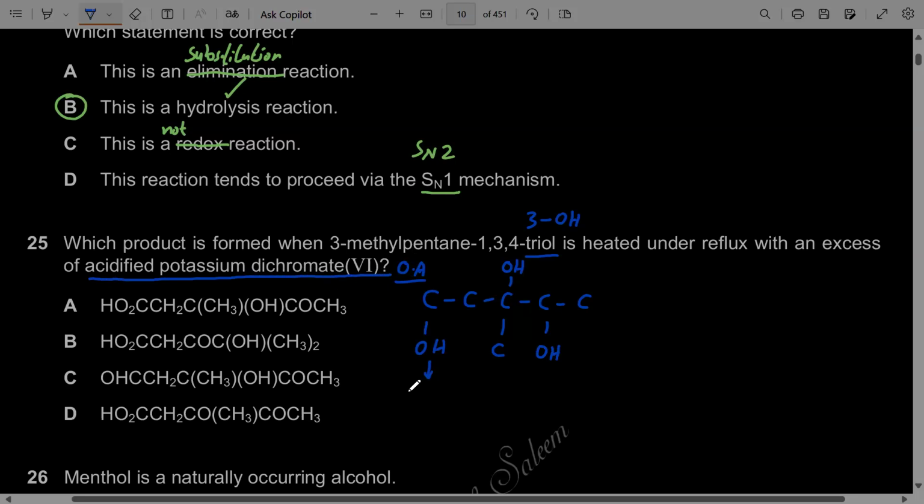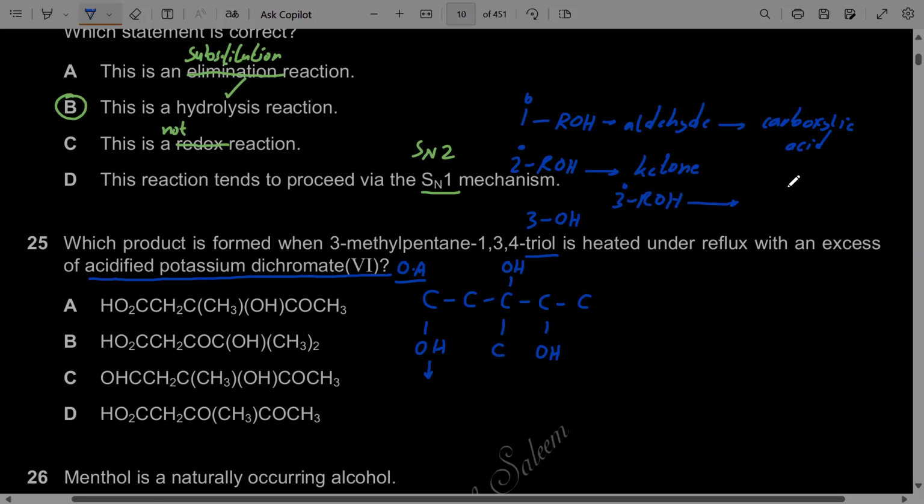Initially, according to the literature, we know that primary alcohol is oxidized initially into aldehyde, and then it is oxidized into carboxylic acid. The secondary alcohol is oxidized into the ketone, and tertiary alcohol cannot be oxidized, no reaction. So we have to consider accordingly.